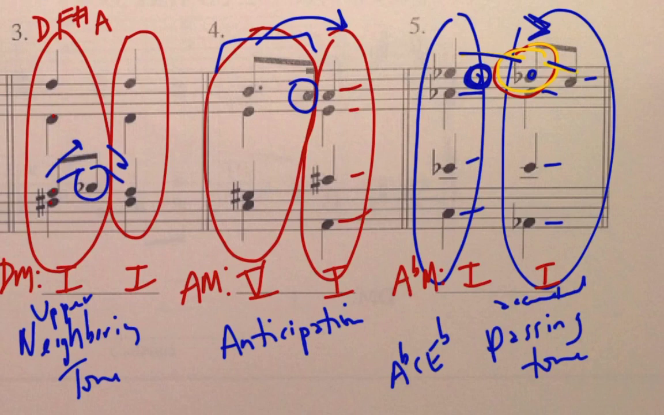So those are the first 5 problems in assignment 5.2, and hopefully you get a sense of how to look at how a non-harmonic tone is approached and how it is resolved to determine what non-harmonic tone it is.